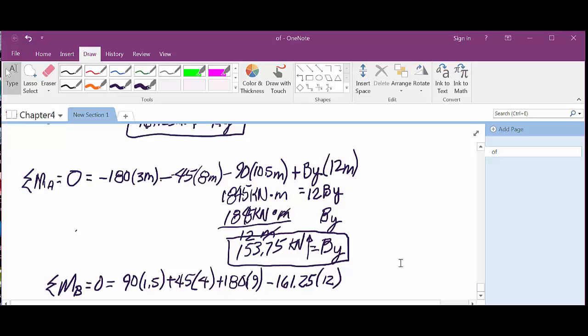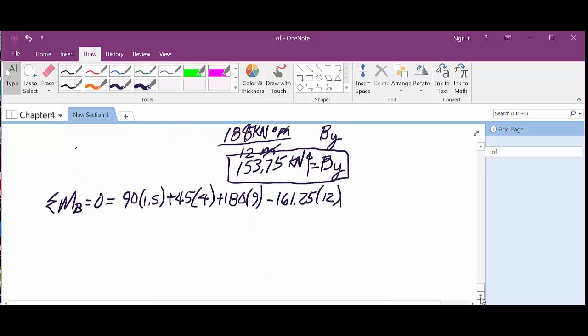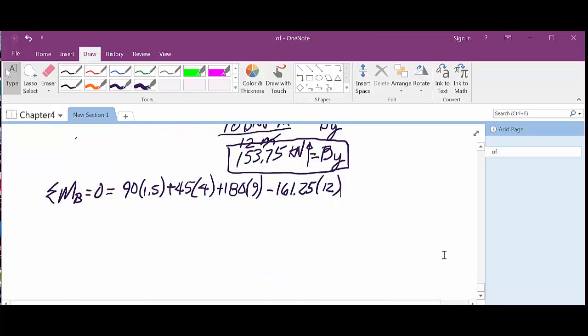I'm not going to do it. I'm afraid to do it, but it might not equal 0, or it may not equal 0 somewhere along the way, depending on your rounding. It might end up being like 0.0002. That's 0. Can you explain why the 90, 45, and 180 are positive this time?